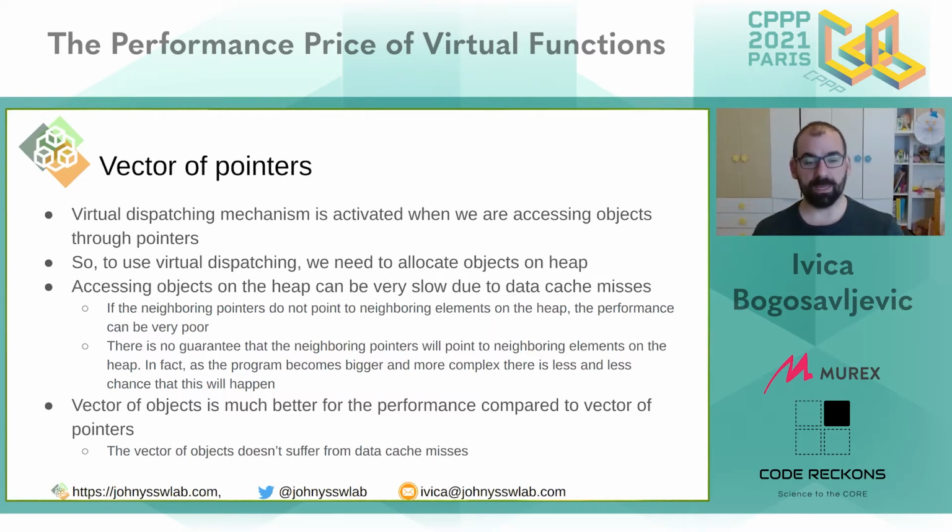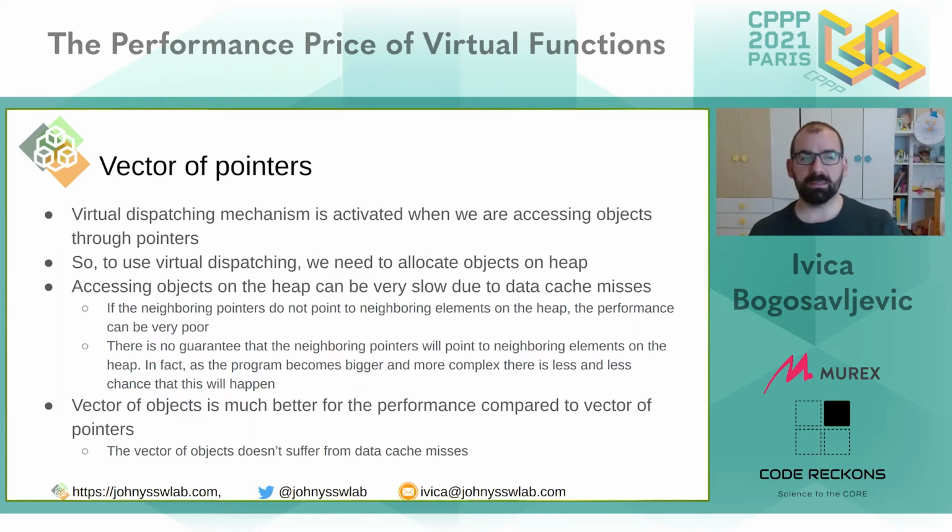And what's the problem with that? Well, if your object is allocated on the heap, access to it can be very slow due to data cache misses. So what does that exactly mean? Imagine you have a vector of pointers. These pointers are neighbors in memory because they're in a vector. But the things they point to are not necessarily neighbors in memory. They can be scattered around memory in any way. So if you have neighboring pointers in a vector, but they don't point to neighboring elements in memory, the performance of such code can be really poor.